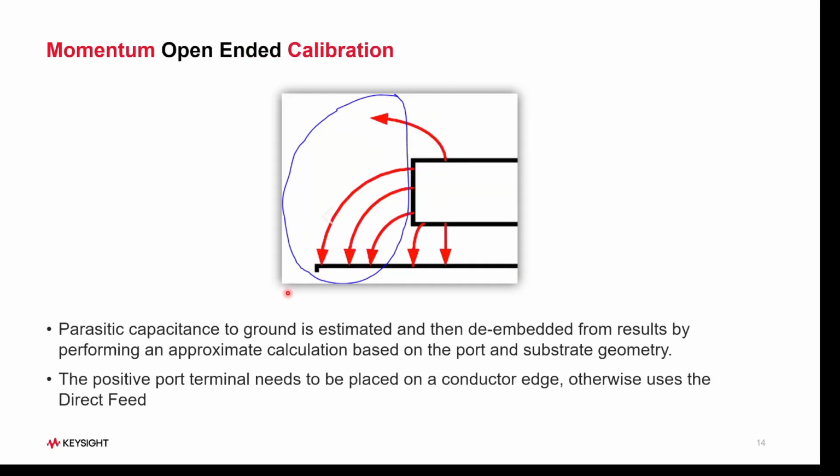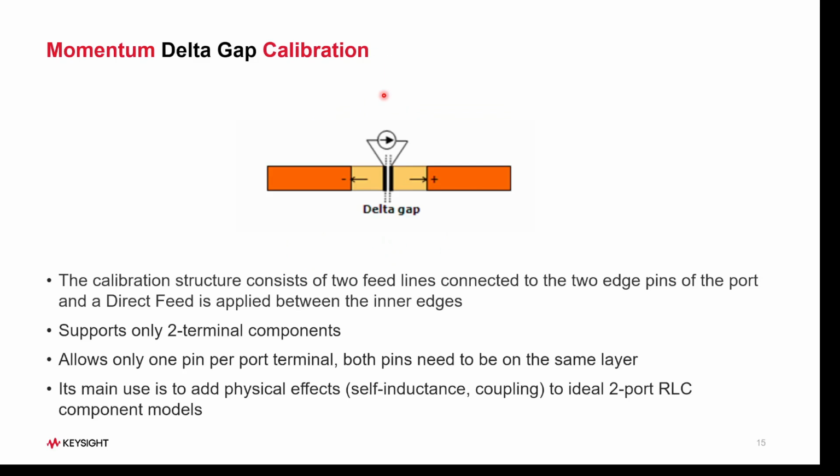Next is open-ended calibration. You've seen this picture just a few minutes ago. How does it work? Well, based on the physical dimensions of the structure, we estimate the value of the open-end capacitance, and then again de-embed it from the results of the simulation. Then we go to delta gap.